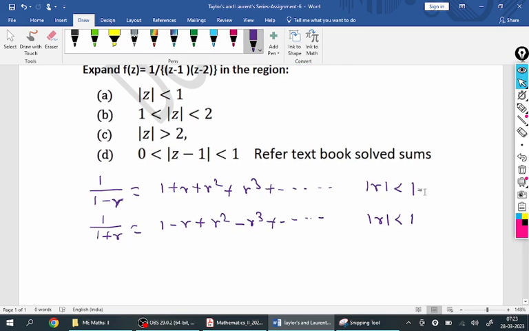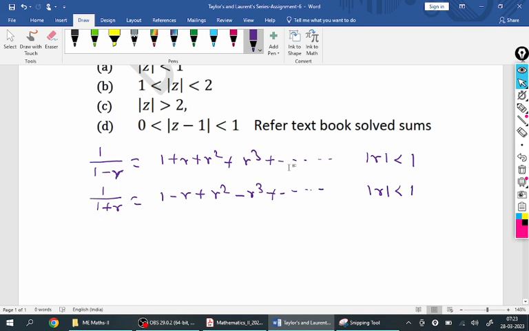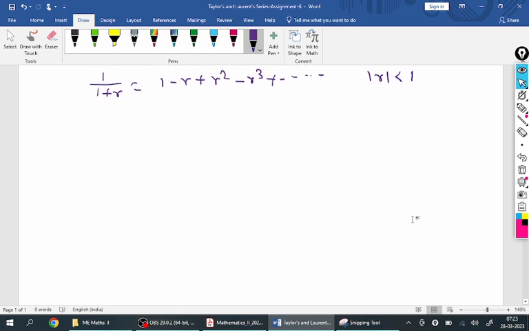So come to our question now. We have to expand this 1 upon z minus 1 into z minus 2 on the different regions. So before that, given f of z equal to 1 upon z minus 1 into z minus 2.